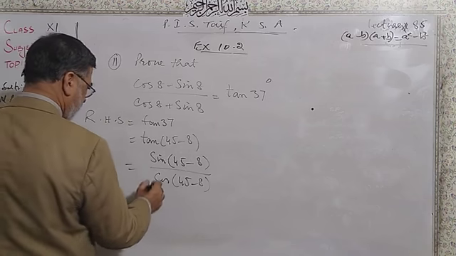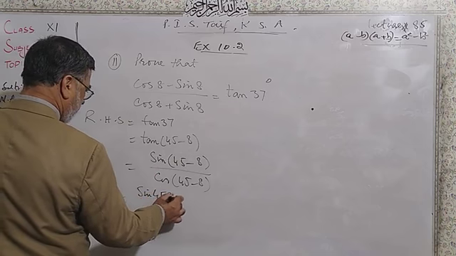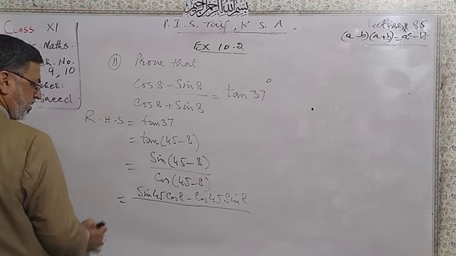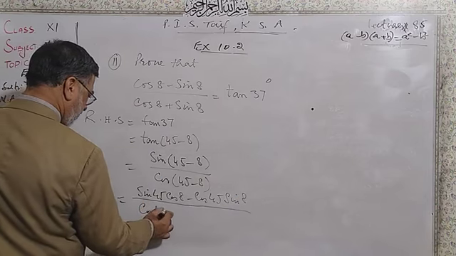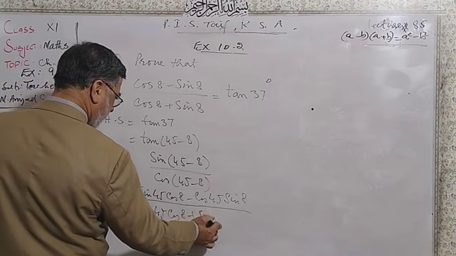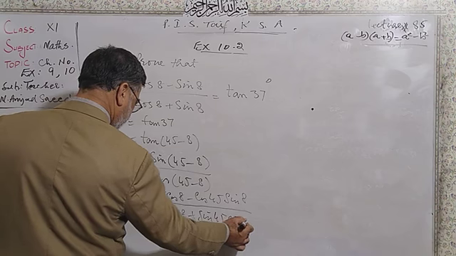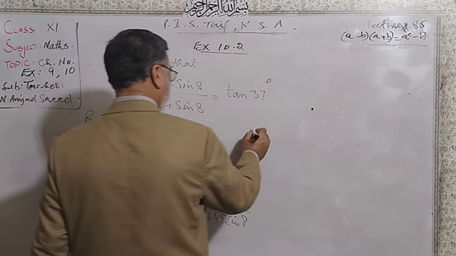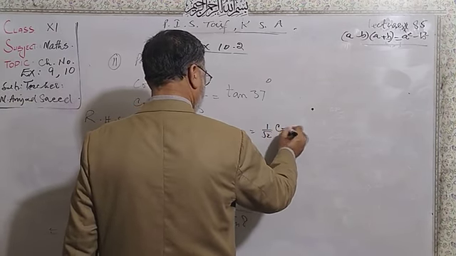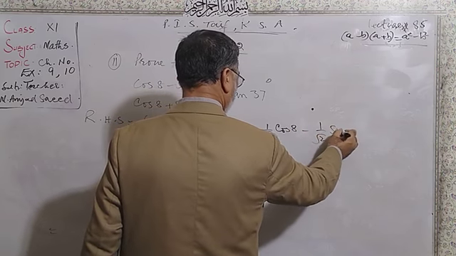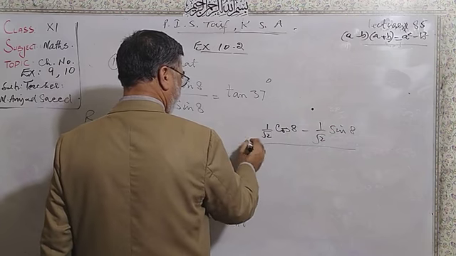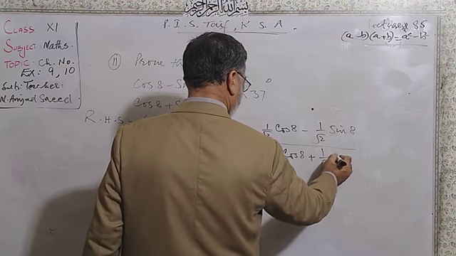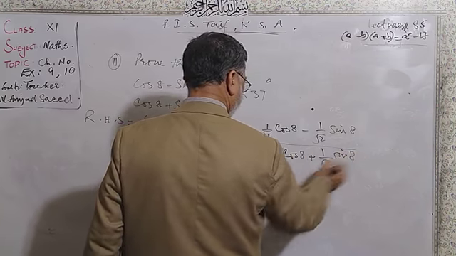Here you can have sin alpha cos beta minus cos alpha sin beta. Then cos alpha cos beta plus sin alpha sin beta. Dear students, sin 45 cos 45, they are 1 over root 2 cos 8 minus 1 over root 2 sin 8. Similarly, in the denominator 1 over root 2 cos 8 plus 1 over root 2 sin 8.